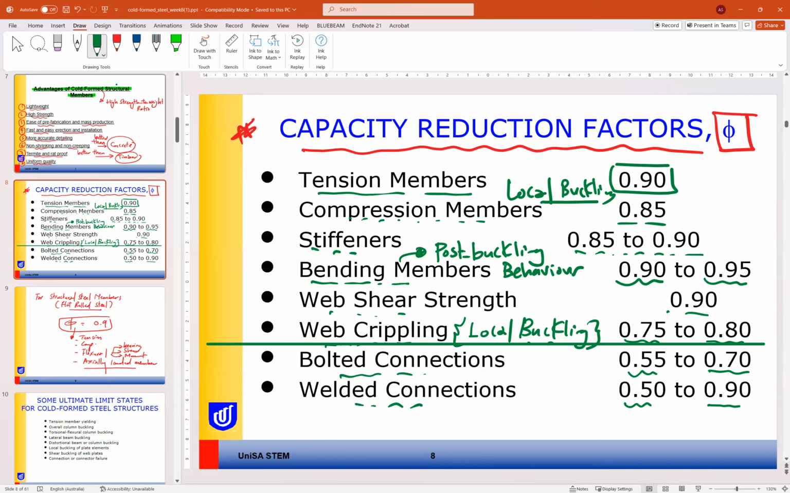Okay, so they are different. In the test, you need to memorize or go to the table to find the correct file. So here, in this part, we are using AS 4600. This is for cold formed steel. We will see it later in the tension member.